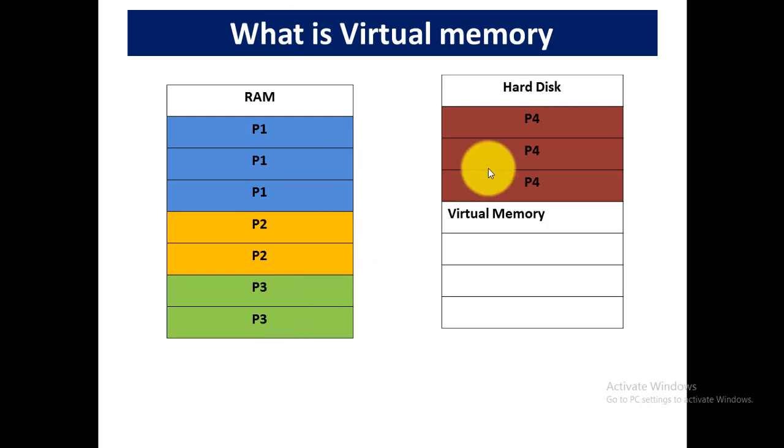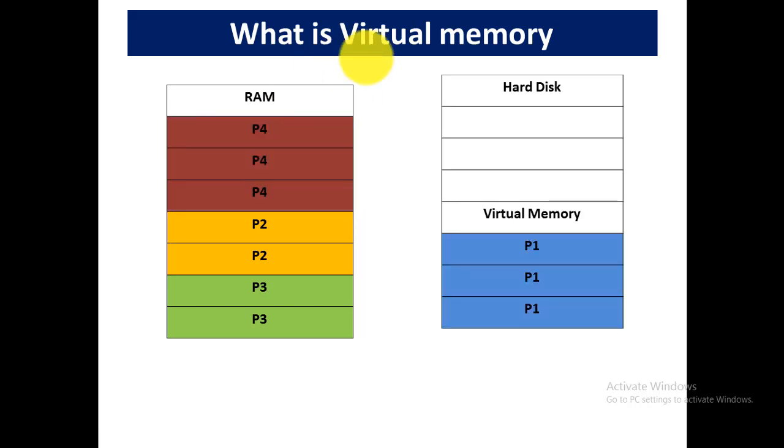If you look in the hard disk, there is a process P4 that is waiting for the RAM for execution. In this way, the operating system will prioritize all these processes and see which processes are not currently in use. It will move these processes to the virtual memory, and process 4, which is in waiting state, will load into the RAM and will start execution.